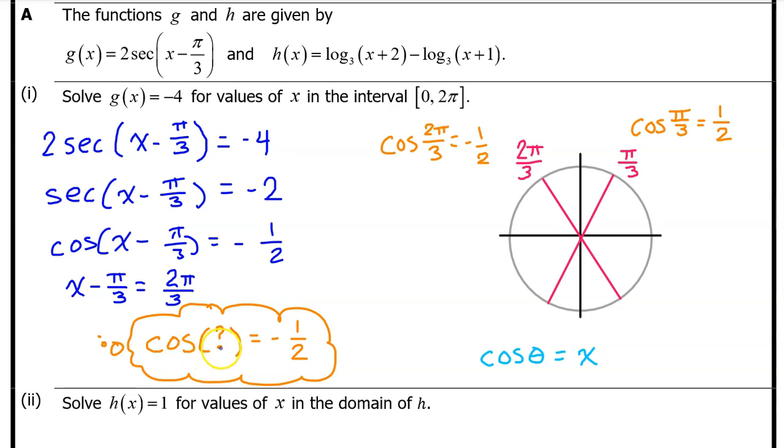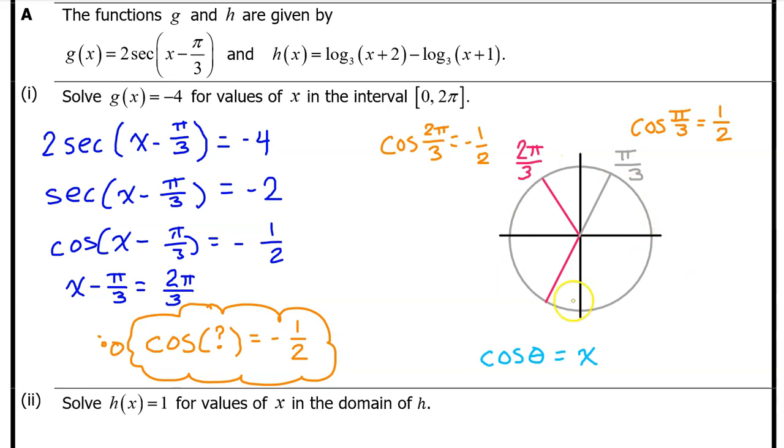We are looking for the angles where cosine is equal to -1/2, not +1/2. So we've found one solution, 2 pi over 3. We know that cosine is equal to the x value on the unit circle, and x values are only negative in quadrant 2 and quadrant 3. So we can really ignore quadrants 1 and 4.